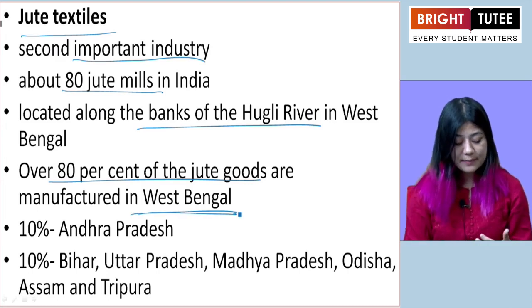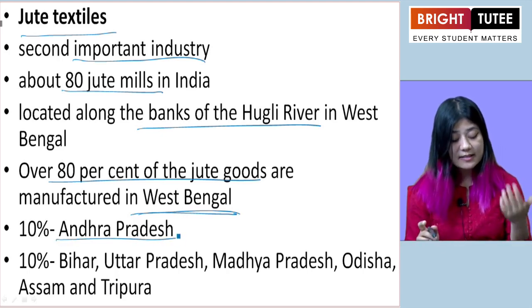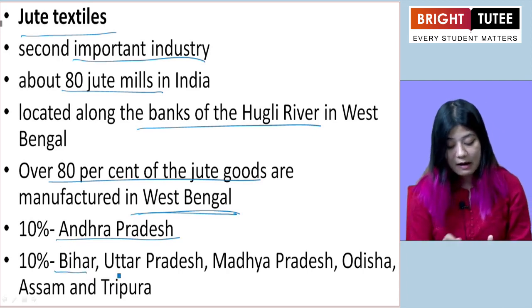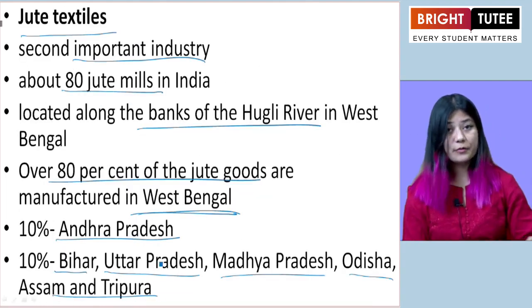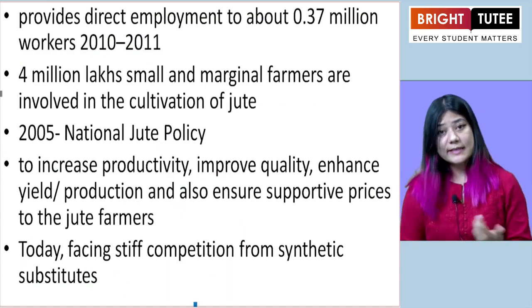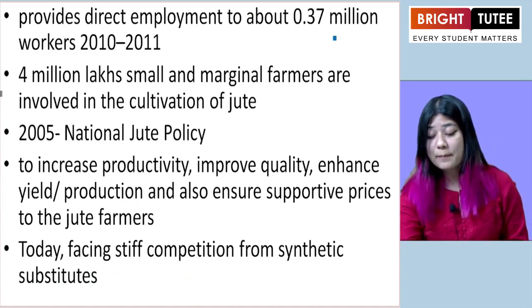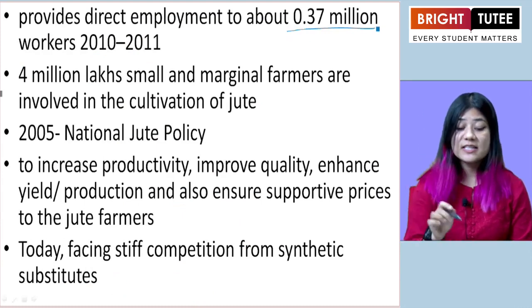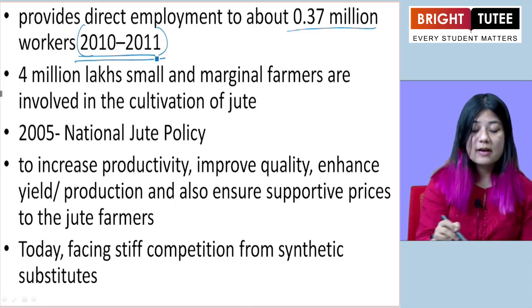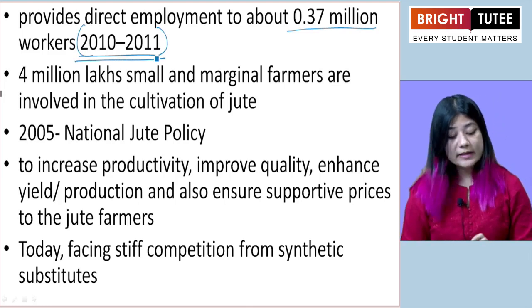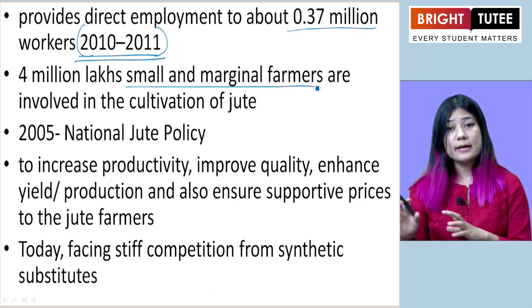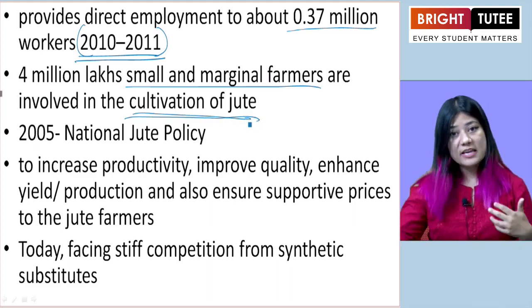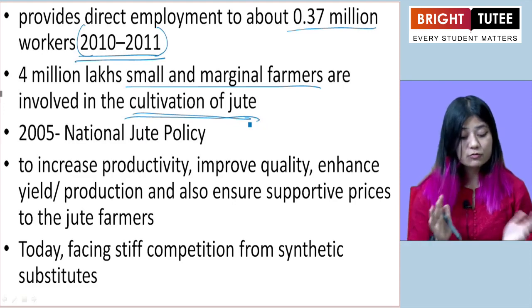The remaining 20%: the first 10% comes from the state of Andhra Pradesh, and the remaining 10% comes from the states of Bihar, Uttar Pradesh, Madhya Pradesh, Orissa, Assam and Tripura. Jute textile industries also provide employment to about 0.37 million workers, according to a report from 2010 and 2011. It also engages 4 million small and marginal farmers involved in the cultivation of jute, so they are involved in the entire process of jute cultivation.